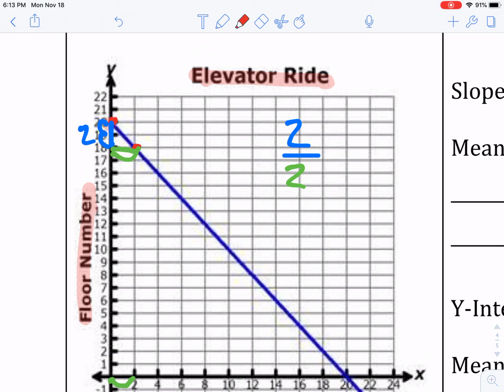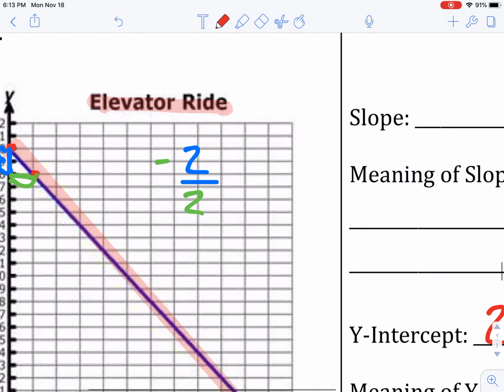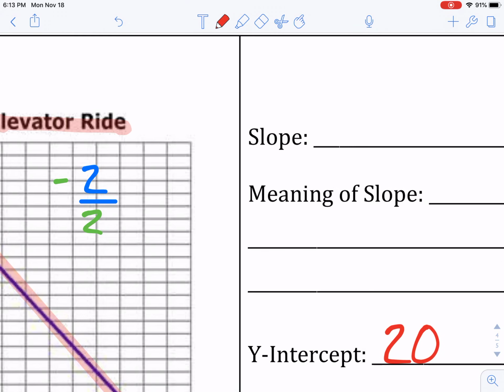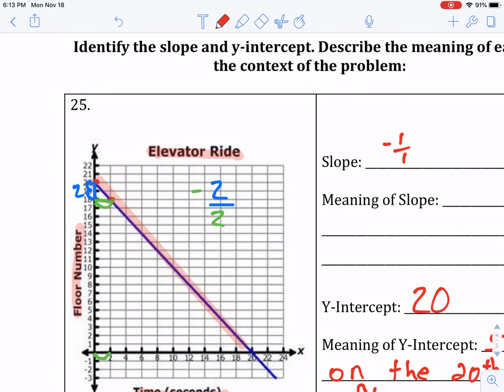And then left to right, we can see that it is going down. So it's going to be a negative 2 over 2, which, if we think about that, reduces to negative 1. And I'm going to leave it as a slope this time, negative 1 over 1. And the meaning of slope. So the top number, if we think about it, is the difference in the y. It's the change in the y. And so the floor is going down 1 for every 1 second.